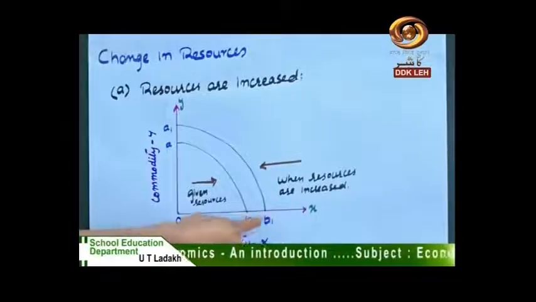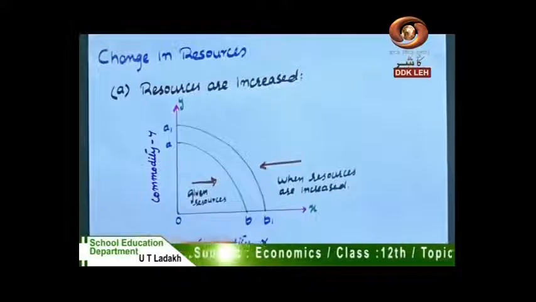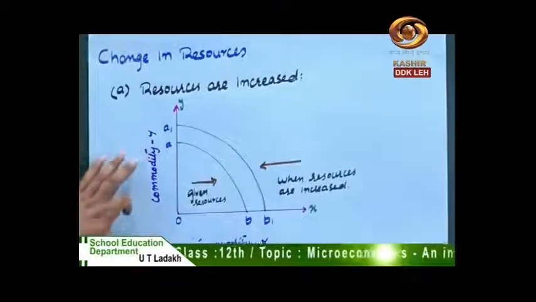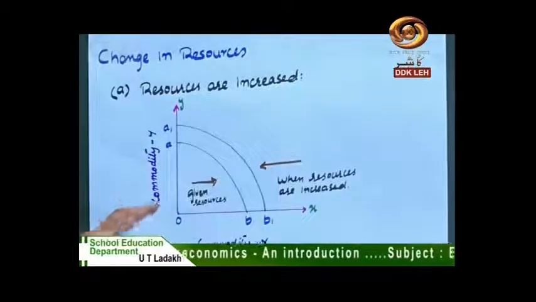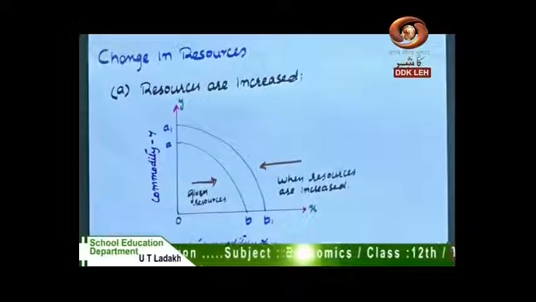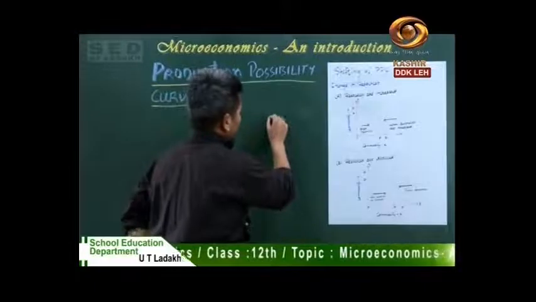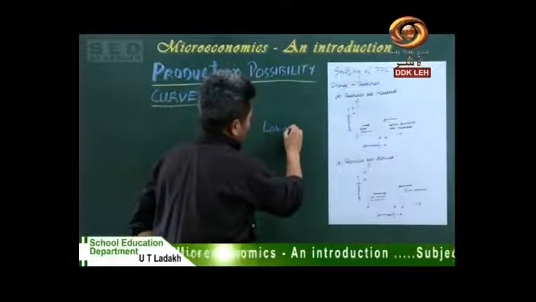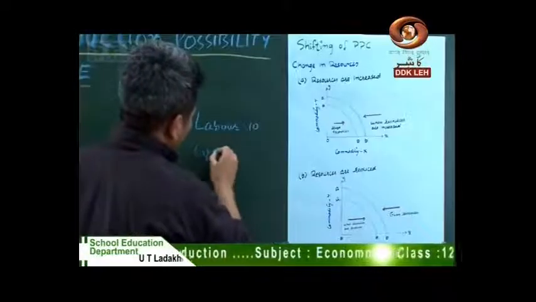This is the x-axis and the y-axis. On the x-axis I have measured commodity X, and on the y-axis I have measured commodity Y. So the original production possibility curve is AB. Say with the given resources, say labor 10 and capital 5.